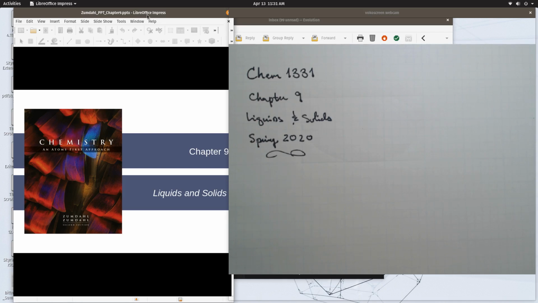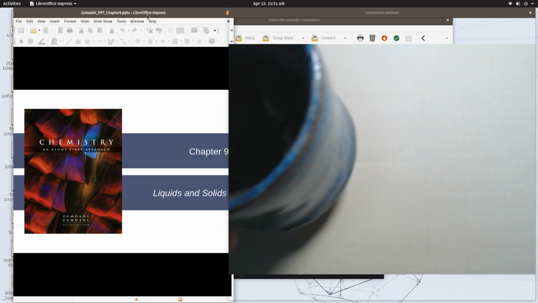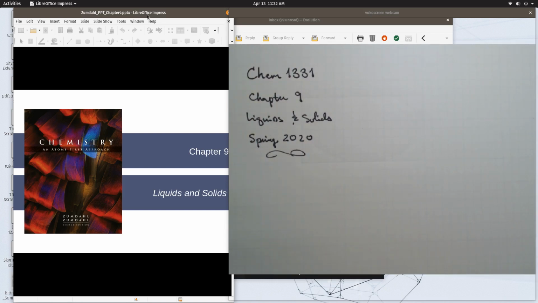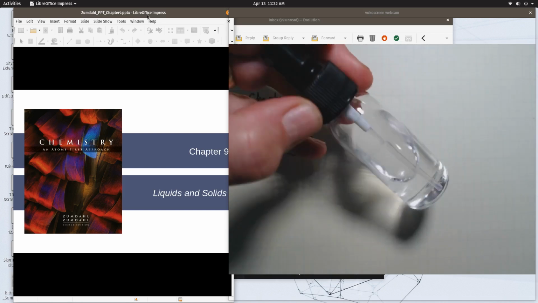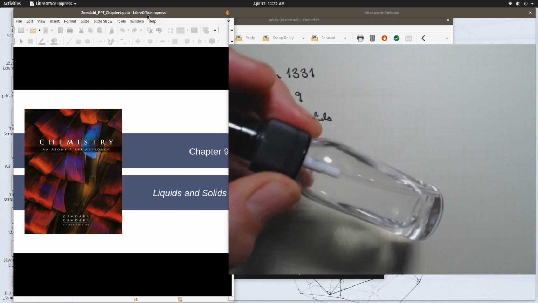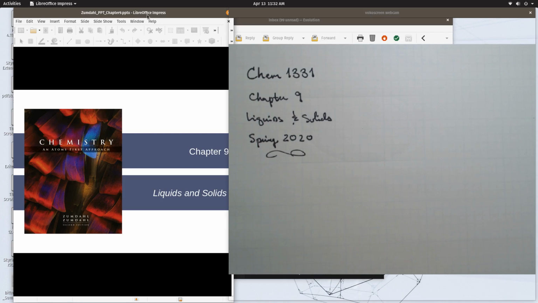So liquids and solids are, of course, around us all the time. Here's the liquid that I'm drinking right now, my cup of coffee. That's a liquid, and it's in a solid cup. Here's my hand sanitizer right there. It's ethyl alcohol in a little spray bottle. I used this a lot during the shutdown. But I think we all have a cursory understanding of what a liquid and solid is. We talked about gases, and now we're going to talk about liquids and solids.